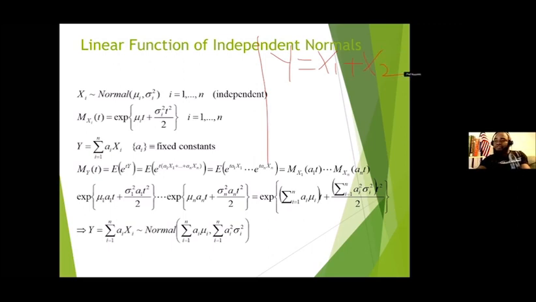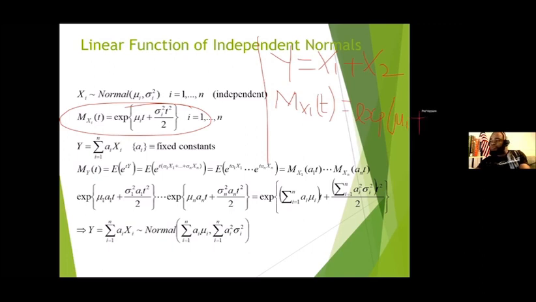Okay, and we know the moment generating function of Xi for the normal distribution. We're talking about the normal. So M_X1 of t will be exp of mu 1 t plus sigma 1 squared t squared over 2. Then the moment generating function of the second variable will be exp of mu 2 t plus sigma 2 squared t squared over 2.